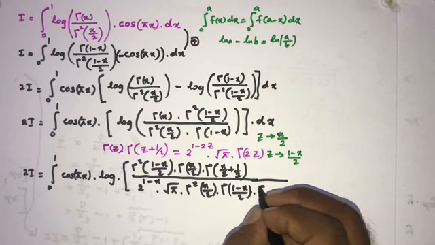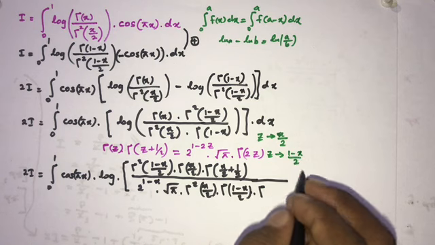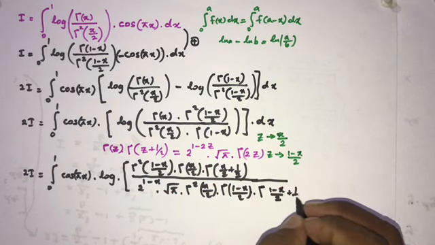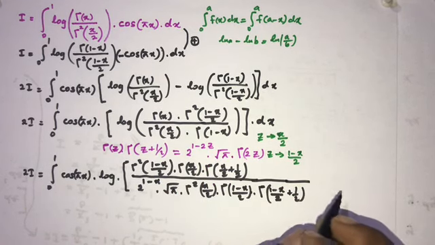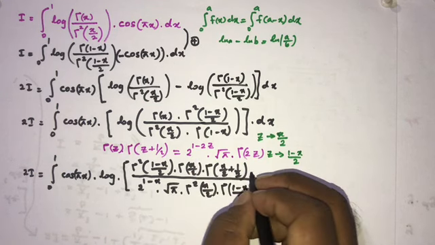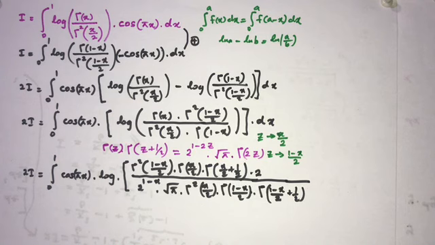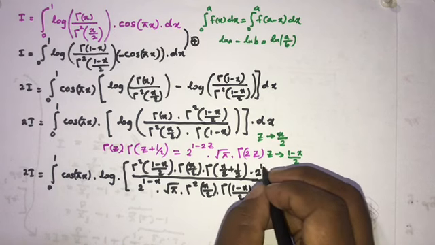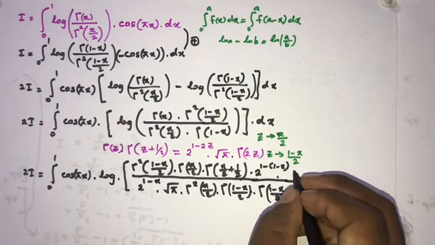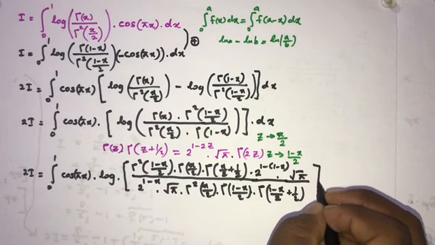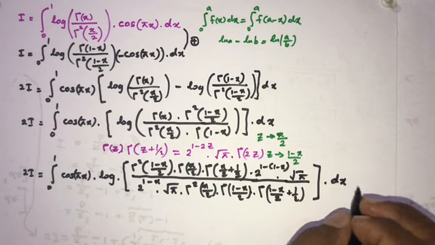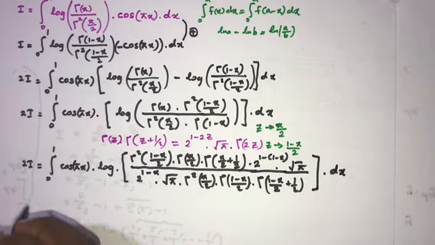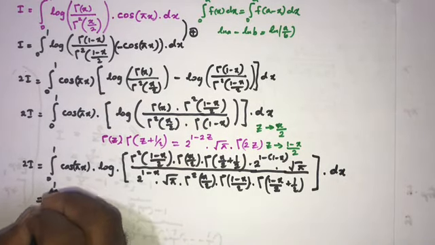So we can write now gamma of, instead of c we plug in 1 minus x over 2, so gamma of 1 minus x over 2 plus 1 half, then we divide it by 2 raised to the 1 minus 2 times c, so 2 times c is equal to 1 minus x, then square root of pi, okay, then here dx.